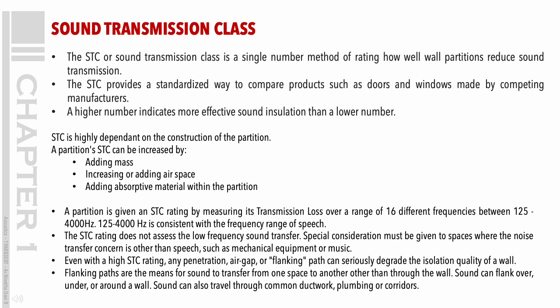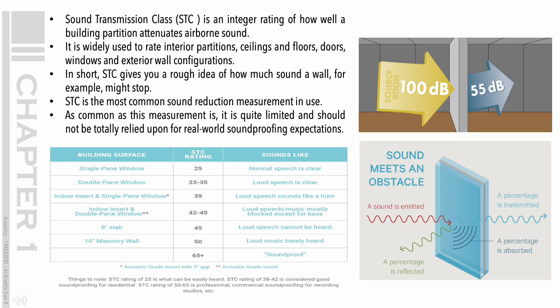Special consideration must be given to spaces where the noise transfer concern is other than speech, such as mechanical equipment or music. Even with a high STC rating, any penetration, air gap, or flanking path can seriously degrade the isolation quality of a wall. Flanking paths are the means for sound to transfer from one space to another other than through the wall. Sound can flank over, under, or around a wall. Sound can also travel through common ductwork, plumbing or corridors.